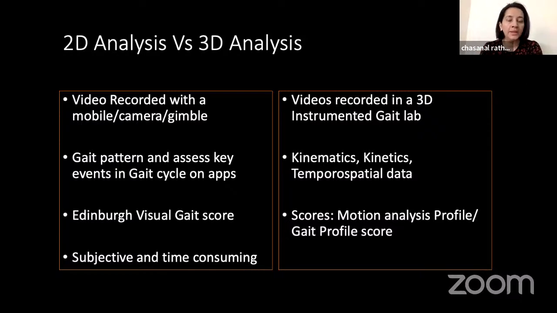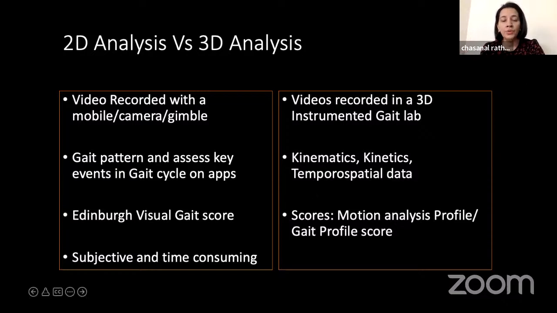What is happening? The basic 2D analysis, or a simple video analysis or gait analysis, is recorded with a camera or a mobile camera on a tripod or a gimbal, while the videos in the gait lab are recorded with specific cameras, and it's an instrumented gait lab. I'll show you that. And of course, this helps us to understand the key events in the gait cycle. So we will know what is happening at initial contact or loading response, mid stance.